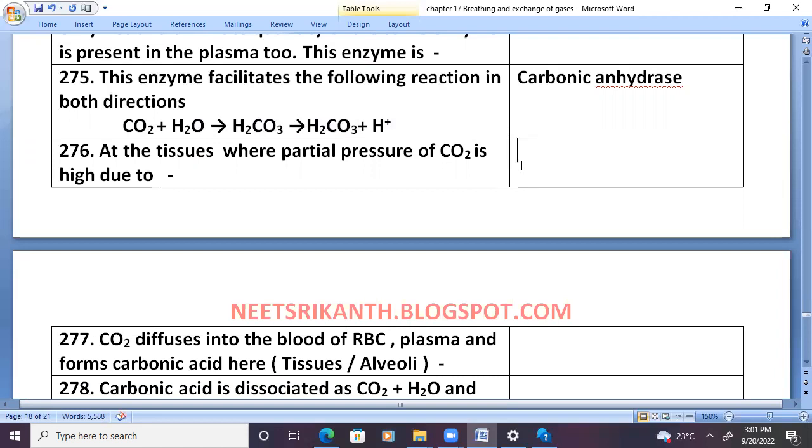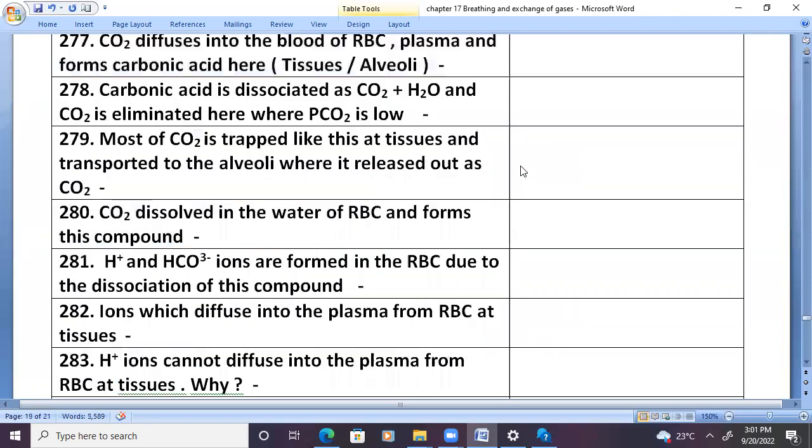At the tissues, partial pressure of carbon dioxide is high due to the catabolism, breakdown of glucose. Carbon dioxide diffuses into the blood, RBC and plasma, and forms carbonic acid here. At alveoli, where PCO2 is low, carbonic acid dissociates into carbon dioxide and water, and carbon dioxide is eliminated. Most carbon dioxide is trapped like this at tissues and transported to the alveoli, where it is released out as carbon dioxide.